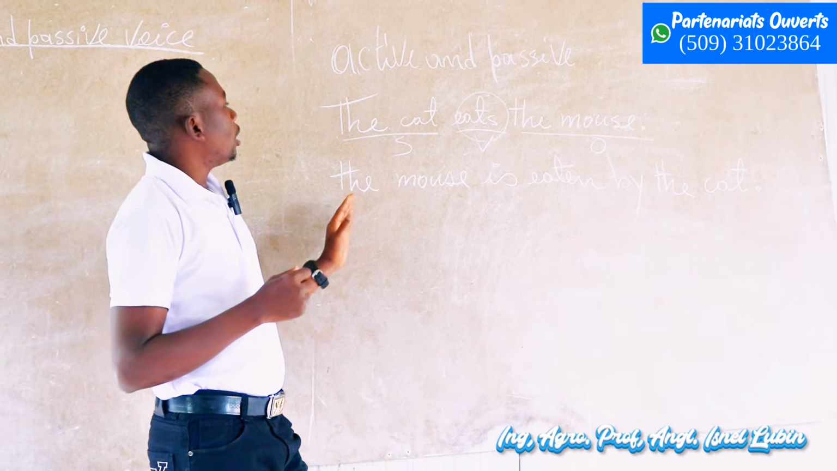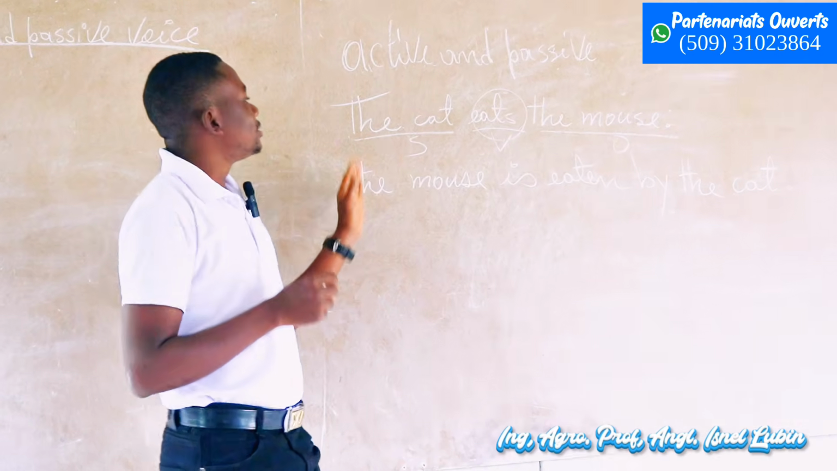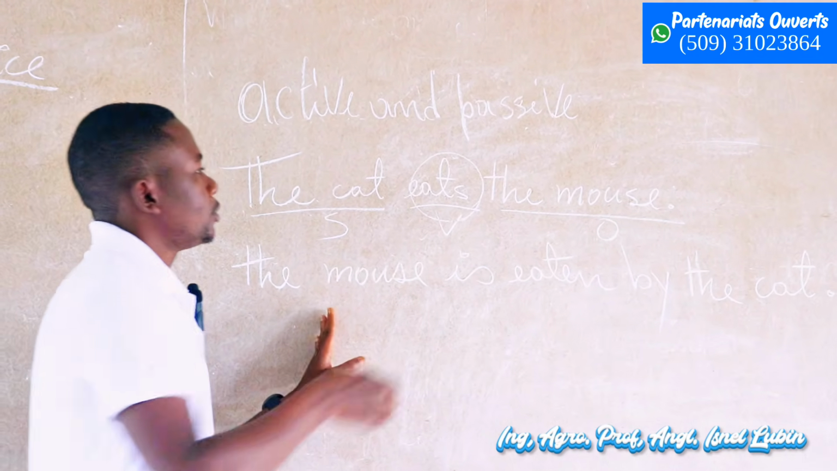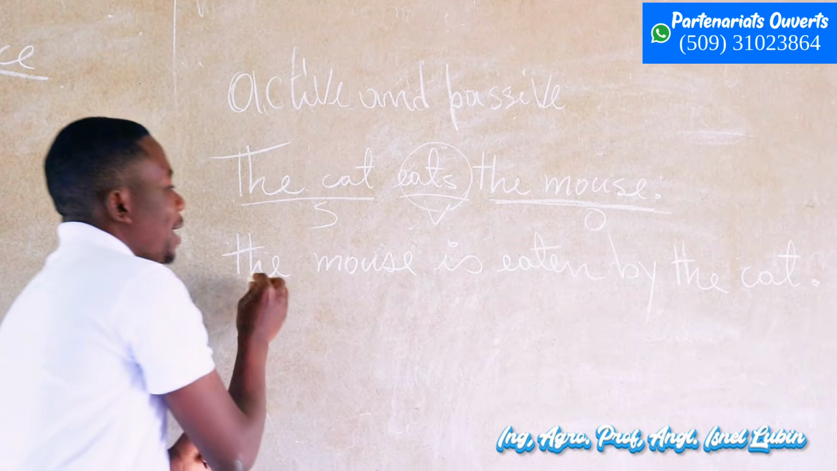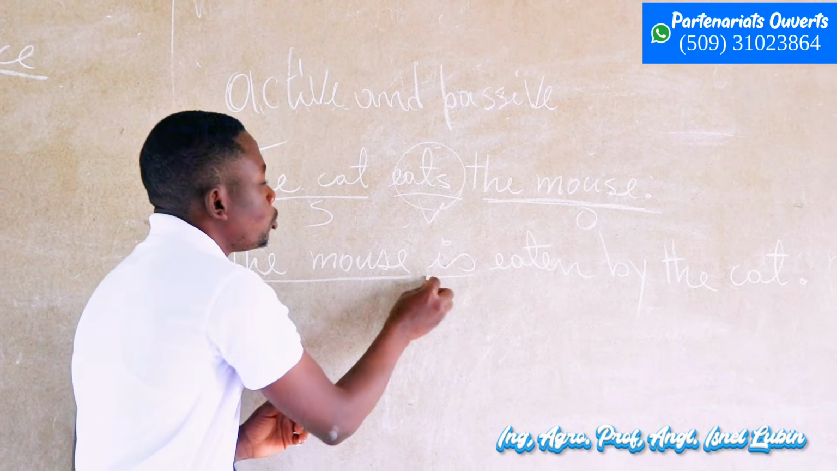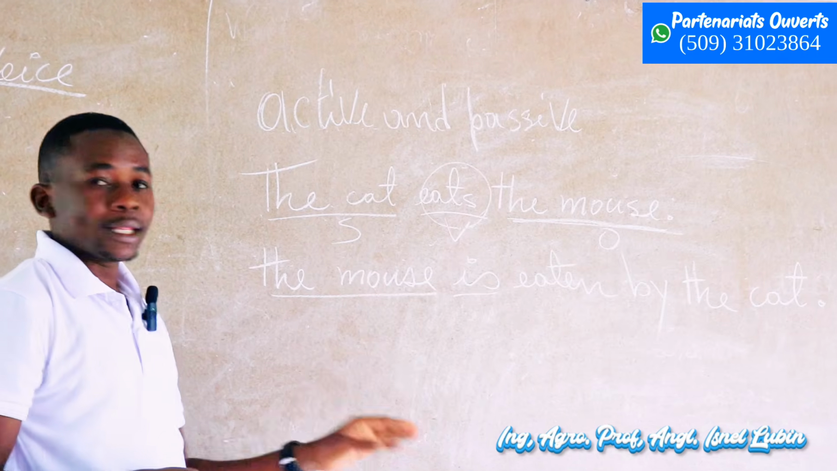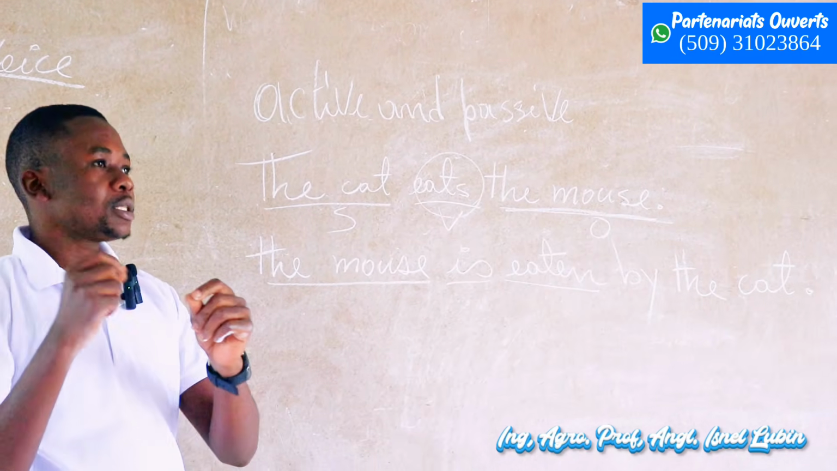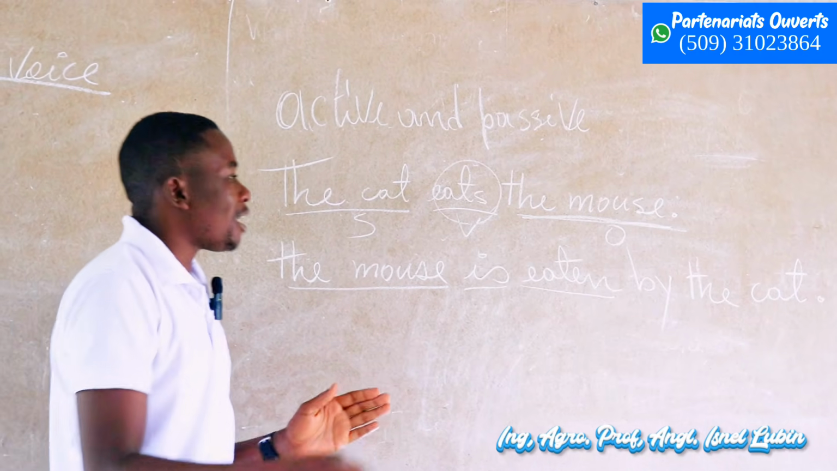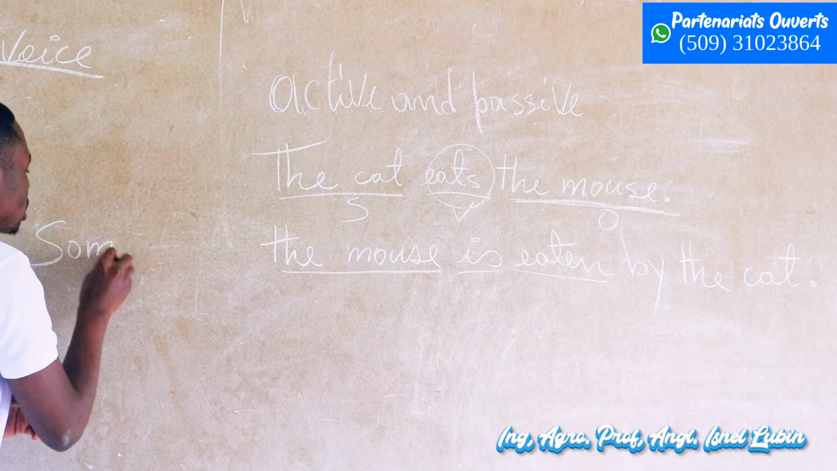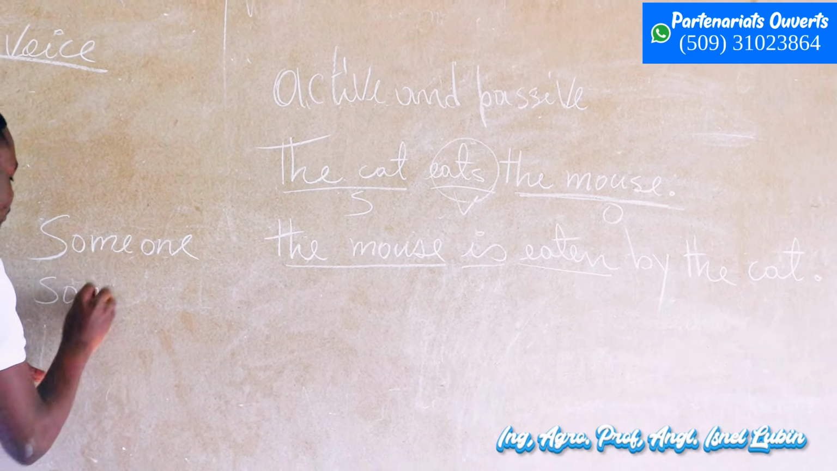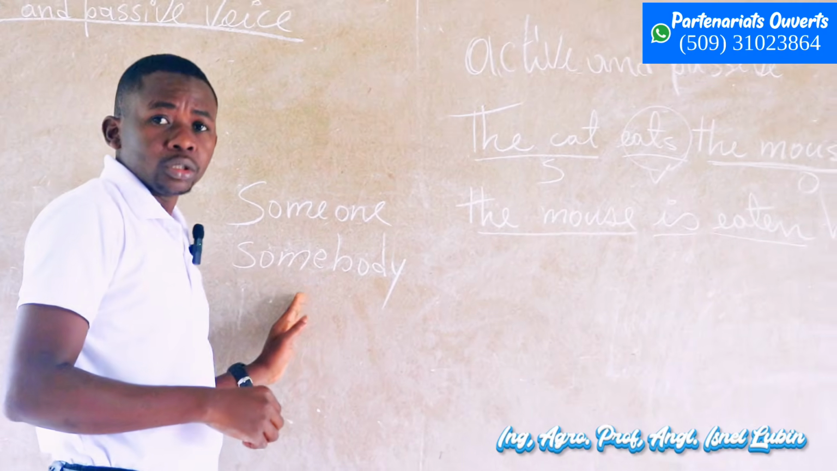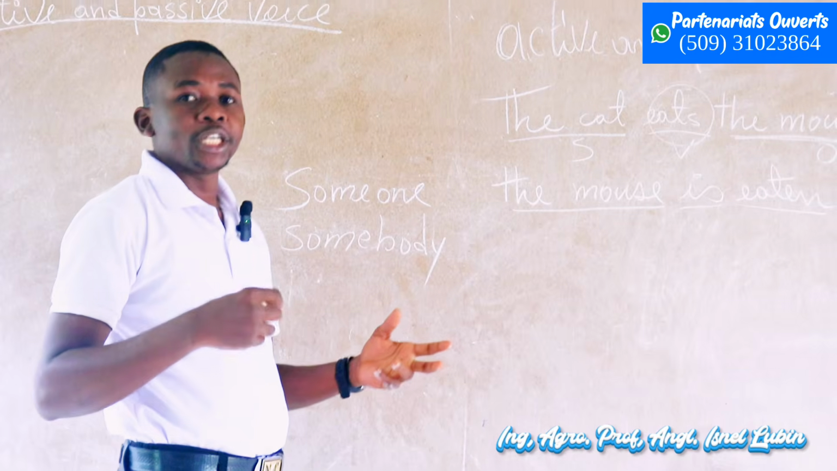As I told you guys, when you have an active voice sentence, to transform this sentence to passive voice, you have to first of all move the object to the subject position, and then you conjugate the verb to be at the same tense as the main verb, and after that you put the past participle of the main verb plus by plus the subject if the subject is necessary. Because sometimes when you have a subject, for example, someone or somebody, these are indefinite pronouns, so when they are used as subject they are not necessary because they are unknown.